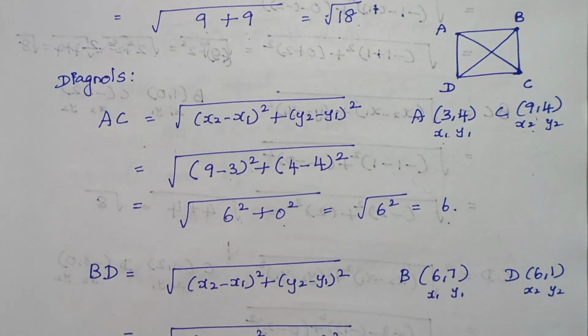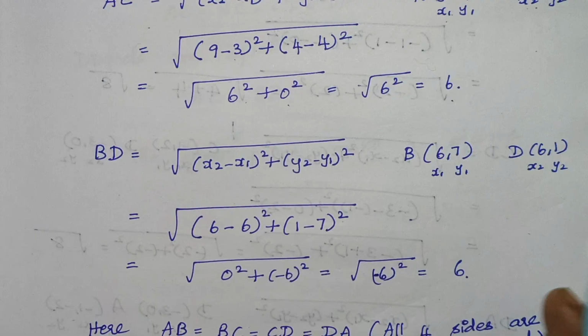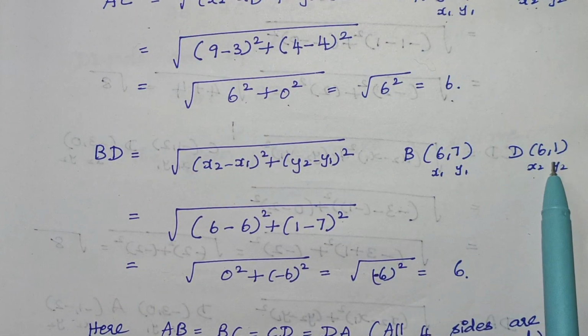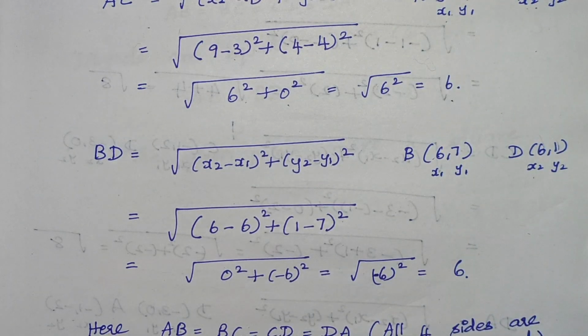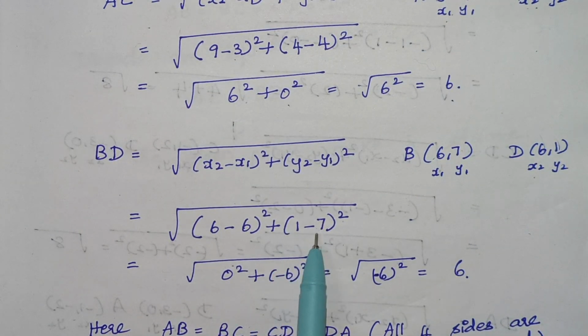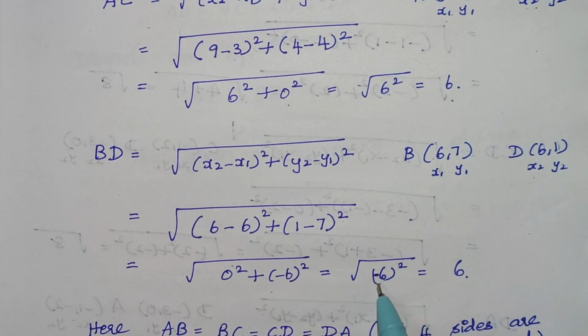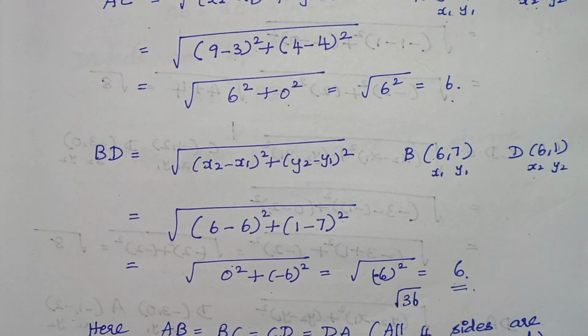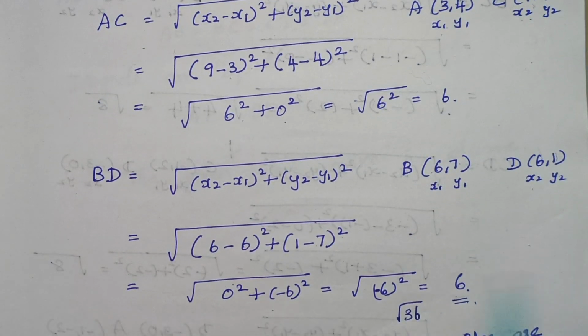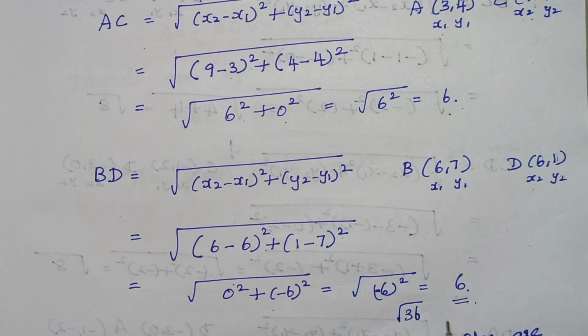The same way we are going to find BD. So BD is, again write down the points of B and D. It is 6 minus 6 the whole square plus 1 minus 7 the whole square. So it is 0, and 1 minus 7 is minus 6 square. Minus 6 square also gives the same answer, 36, and square root of 36 gives the answer 6. Now when you check, the values of the diagonals remain the same: AC is equal to BD. AC is equal to 6 and BD is also equal to 6.